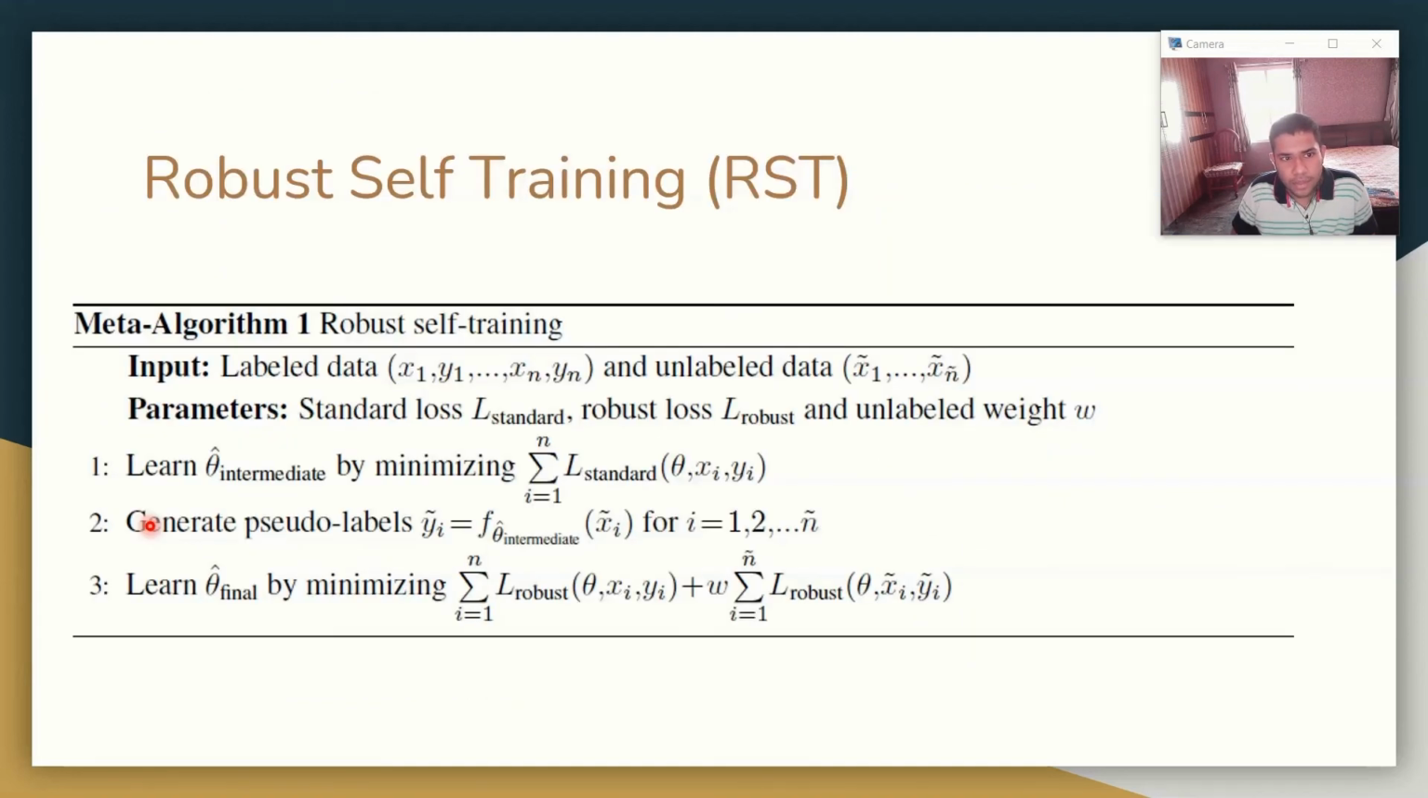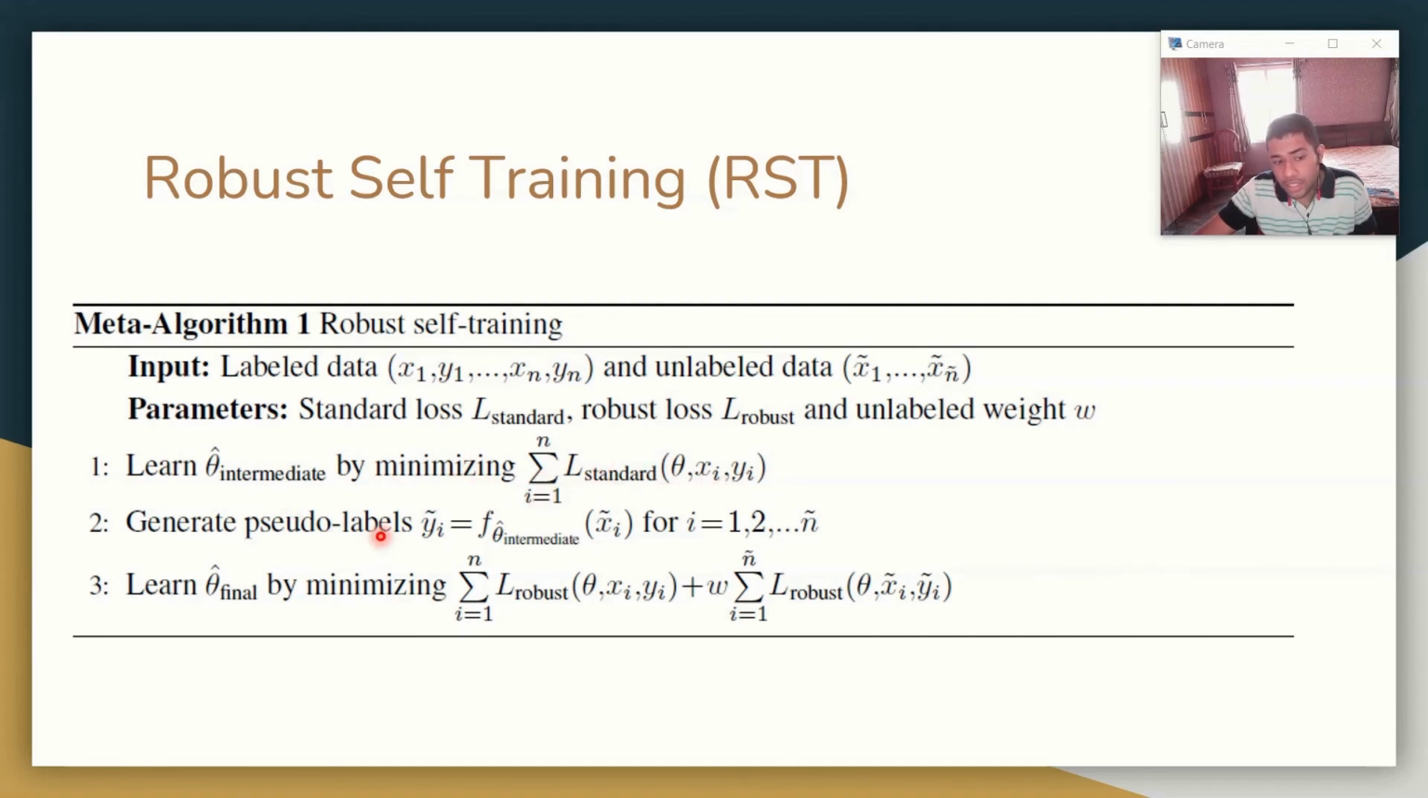The algorithm proposed in this paper is called robust self-training, wherein we have some labeled data initially, on which we are going to calculate the standard and the robust accuracy. And now for increasing the robust accuracy, we bring in additional unlabeled data, represented as x1 hat to xn hat. The parameters are the standard loss L standard, the robust loss L robust, and the unlabeled weight w. So first we are going to learn the intermediate theta hat by minimizing the standard loss. We have the labeled data and a deep neural model, let's say in this case ResNet-18, and then we just minimize the standard loss, which in this case is cross entropy.